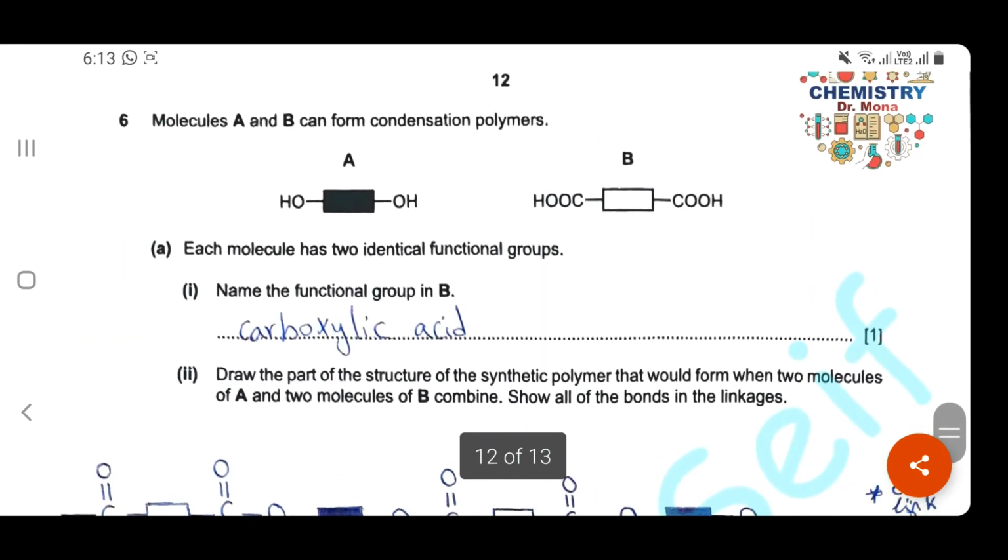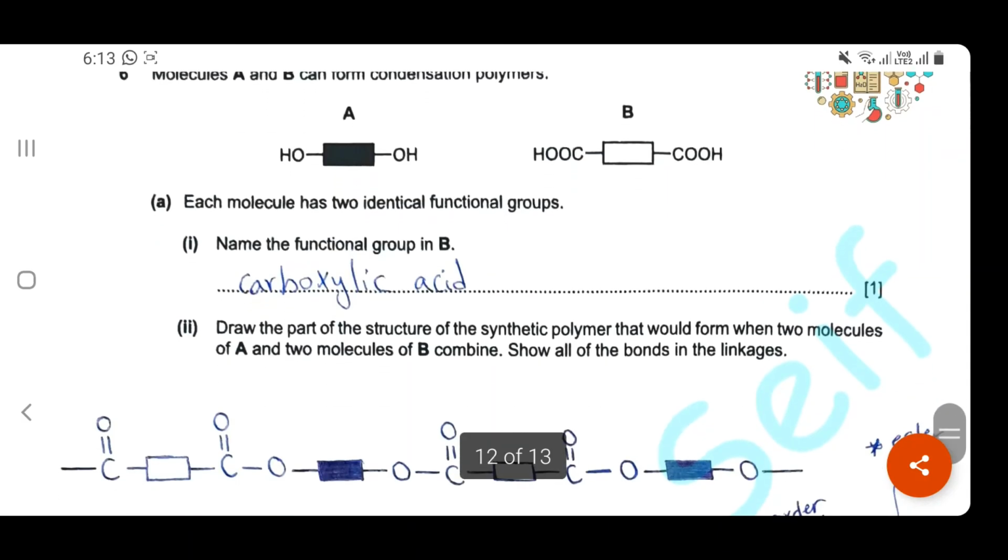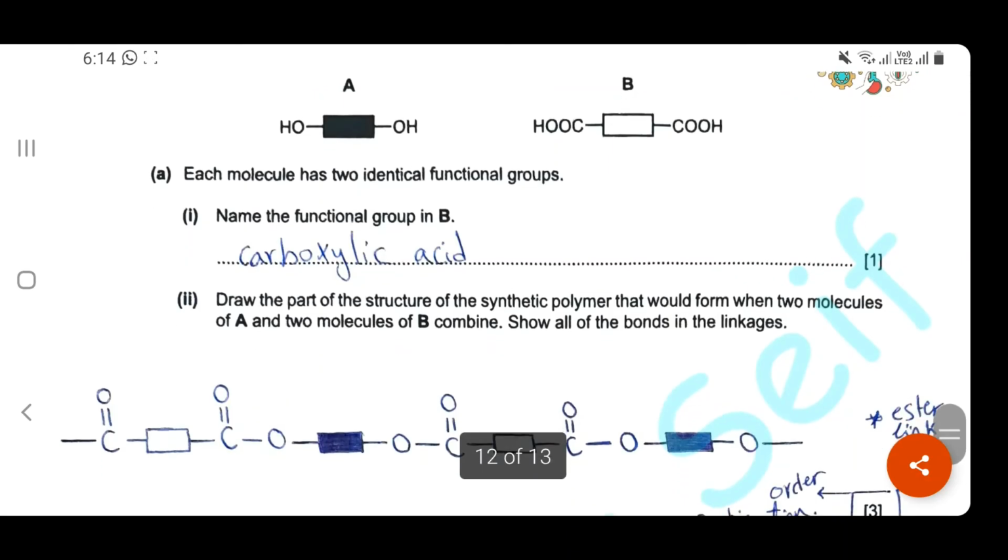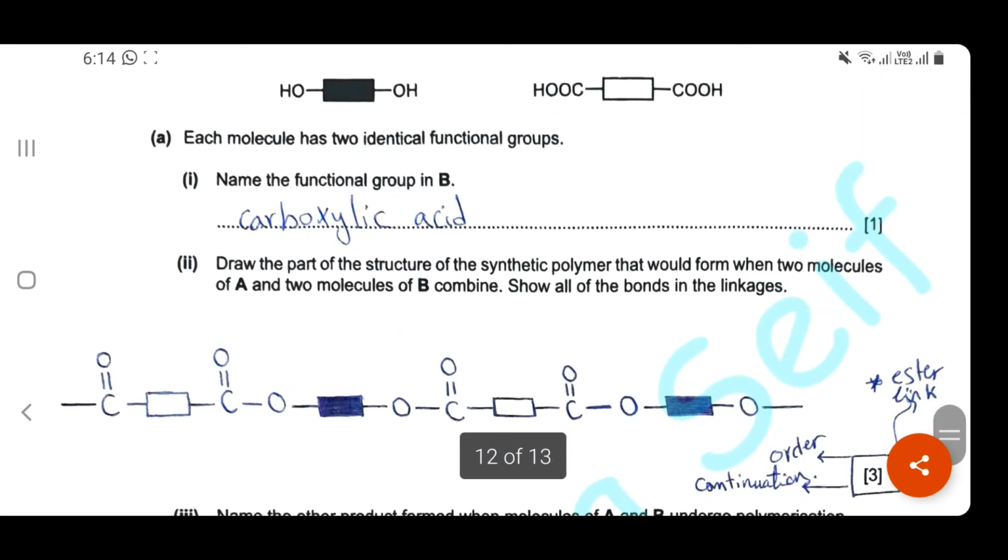Question 6. Molecules A and B can form a condensation polymer. Each molecule has 2 identical functional groups. Name the functional group in B. It's the carboxylic group, COOH.